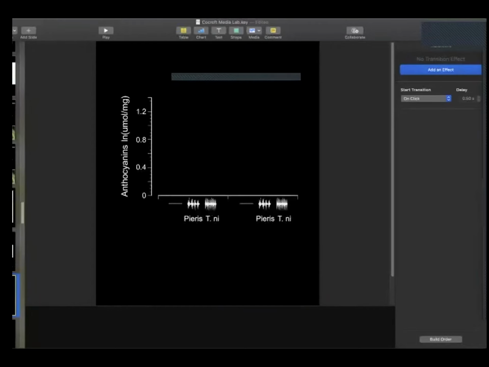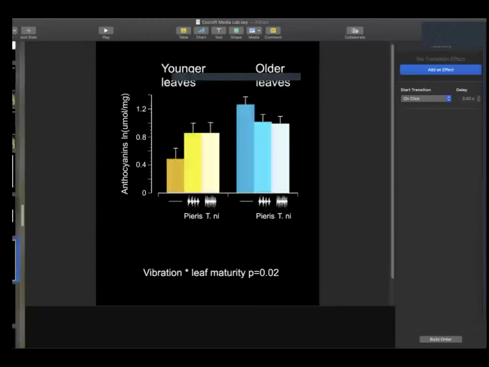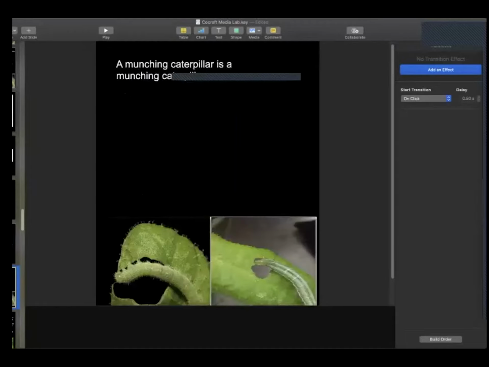And so here's, again, a bioassay of defense on the y-axis, and then on the x-axis, the line indicates control, no vibration, and then the two waveforms indicate playbacks of the two different caterpillars. And the plant treated them just the same. The response was different on younger and older leaves, but there really was no difference in the plant's response to those two caterpillars, even though their feeding rates were somewhat different. And so really, it does seem that as far as the plant's concerned, a munching caterpillar is a munching caterpillar.